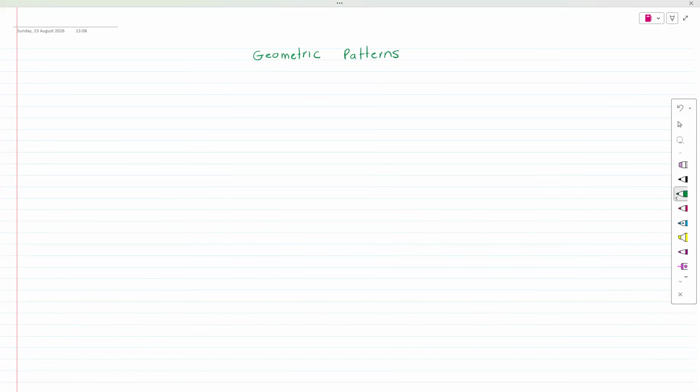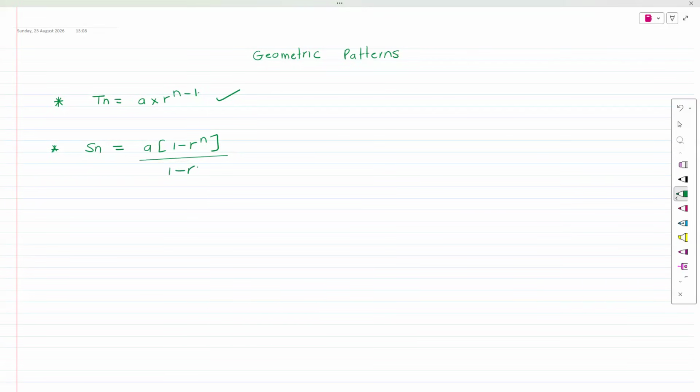For geometric patterns, there's a few formulas that we need. The first one is Tn equals A multiplied by R^(n-1). That's the basic formula. The next one is the sum formula. Generally, there are two sum formulas that you can use. I'm not too fussy. We can use either one. So this would be A into (1 minus R^n) all over 1 minus R.